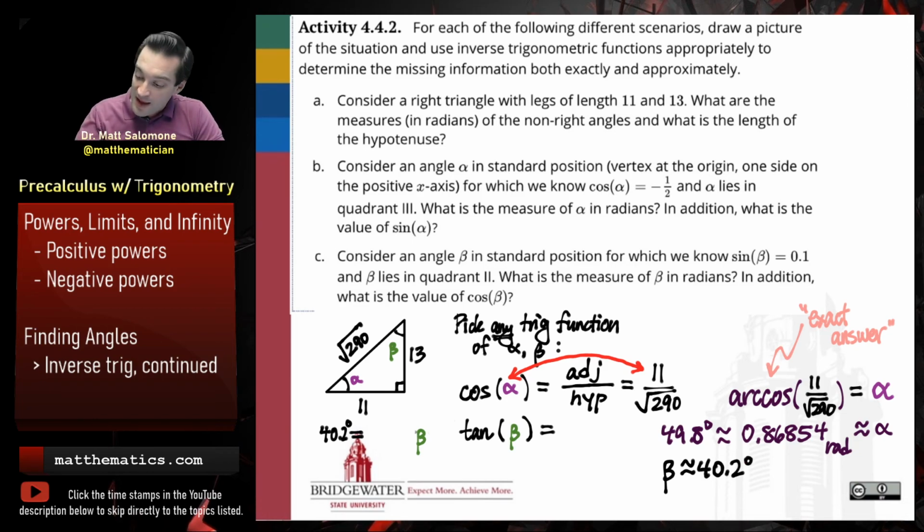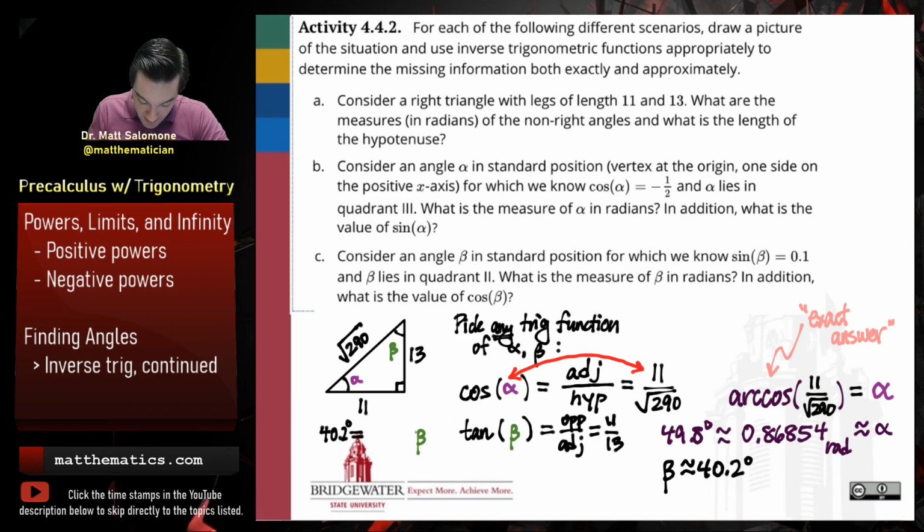But of course, that's kind of missing the point of this problem, because we also wanted to use inverse trigonometry to arrive at the same conclusion. So let's just do that for the practice. What would the tangent of beta be? Well, the tangent of an angle in a right triangle is the ratio of the opposite side to the adjacent side. And so for beta, the opposite side is 11 in length, and the adjacent side is 13. And so the tangent of beta is 11/13.